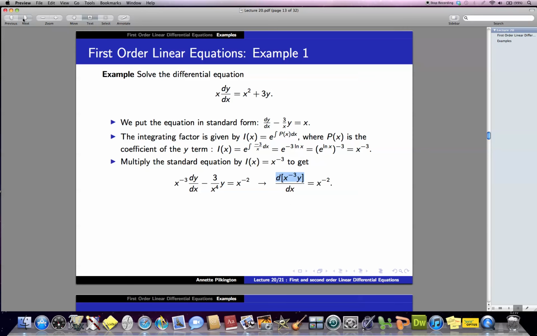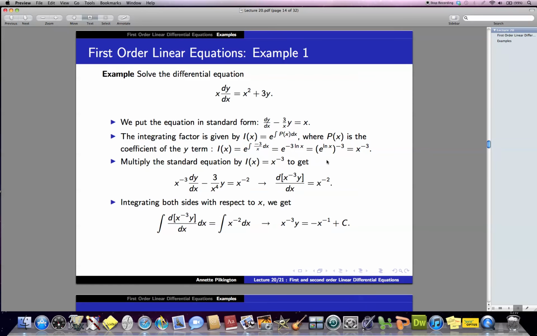The next step in solving this equation is to integrate both sides of this. And the left side is easy to integrate because it's written as a derivative. So the integral of what's on the left is just x to the minus 3 y, and the integral of what's on the right falls out of the power rule. That's x to the minus 2 plus 1 over minus 2 plus 1, so that's minus x to the minus 1 plus some constant.